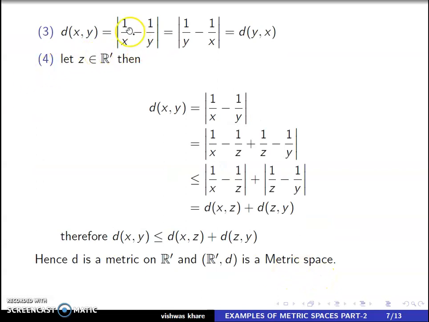Third property: d(x,y) = |1/x − 1/y|, this can be written as |1/y − 1/x|, which is the same as, by definition, d(y,x). So we got d(x,y) = d(y,x).